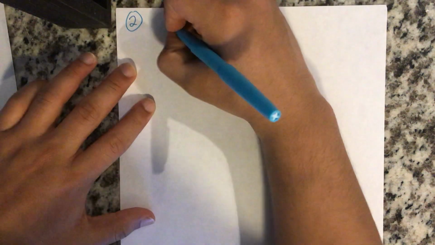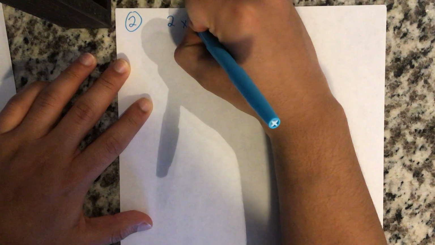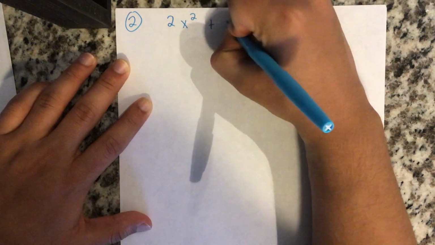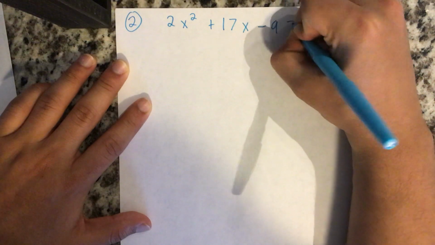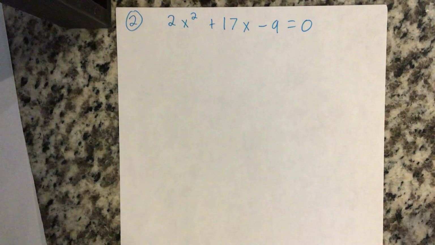I'm gonna skip this one. This is a better one. So I'm gonna go to this one. Hopefully you can see that. Okay, this is number 2. So number 2, we're gonna look at 2x squared plus 17x minus 9 equals 0.